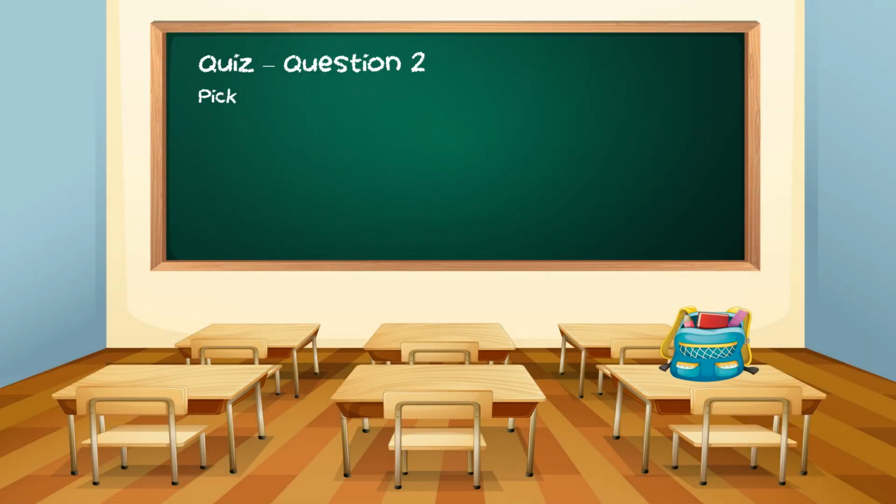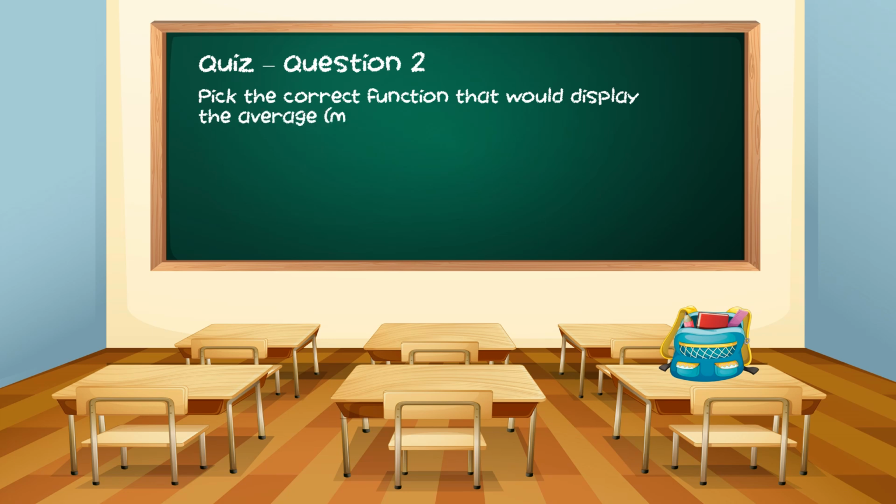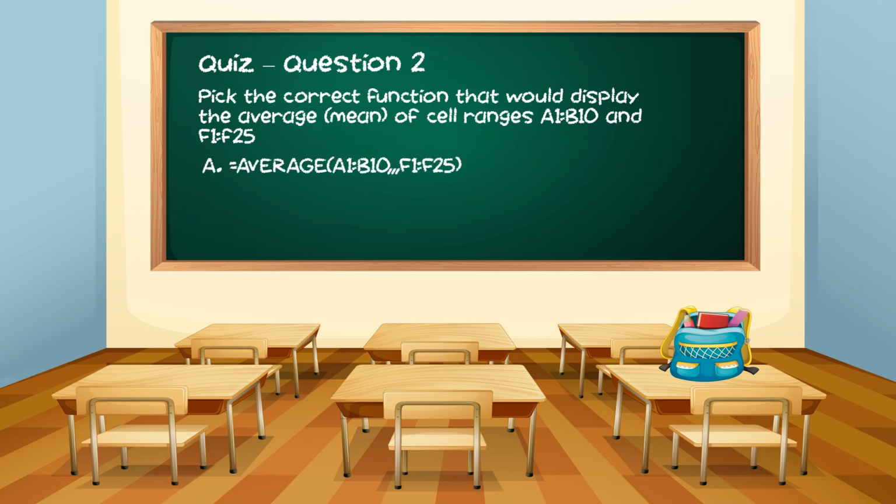Quiz question 2. Pick the correct function that will display the average or mean of cell ranges A1 through B10 and F1 through F25. A: equals average A1 through B10, comma, comma, comma, F1 through F25. B: equals AVG, open parentheses, A1 through B10, comma, F1 through F25. Or C: equals average A1 through B10, comma, F1 through F25.